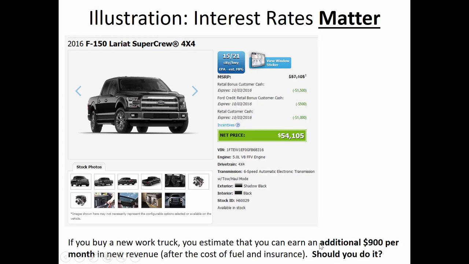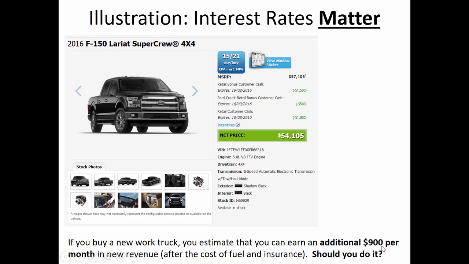The question is, if you're going to earn an additional $900 per month in new revenue, and that's after the cost of fuel and insurance and maintenance and so on, should you do it? $900 a month is a lot of money. So one might automatically assume, of course, if you're going to be able to add that much extra income, maybe it's going to allow you to get to more job sites or put an additional crew in the field, something like that. Is it worthwhile to spend $54,109 if you're earning $900 a month in new revenue?